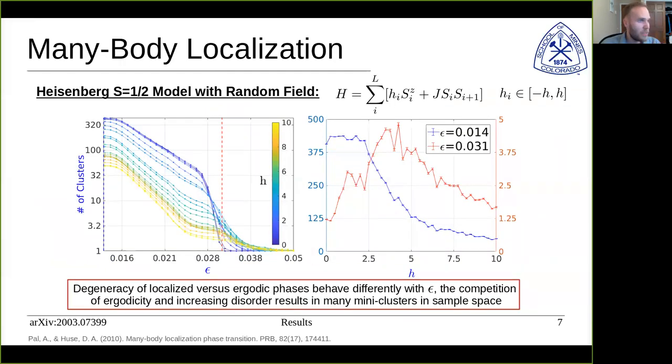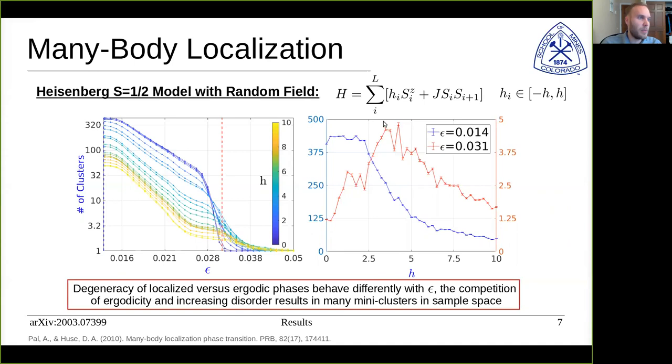So there's also the many-body localized phase that we explored. Here you have your number of clusters versus epsilon. For the very small epsilon case, where it reflects the number of unique samples, your number of samples goes down as your localization increases, which makes sense. At an intermediate epsilon, you have this peak near the many-body localization phase transition.